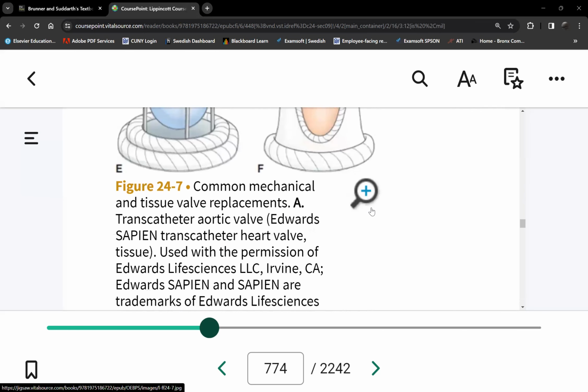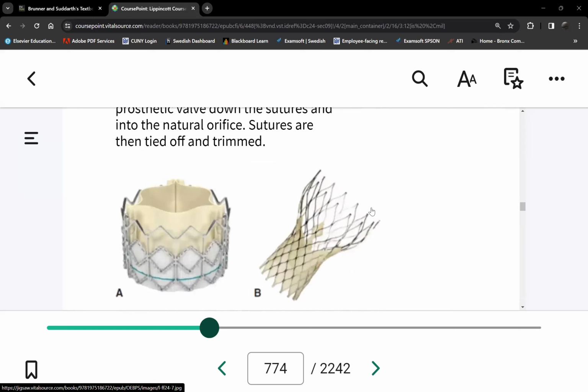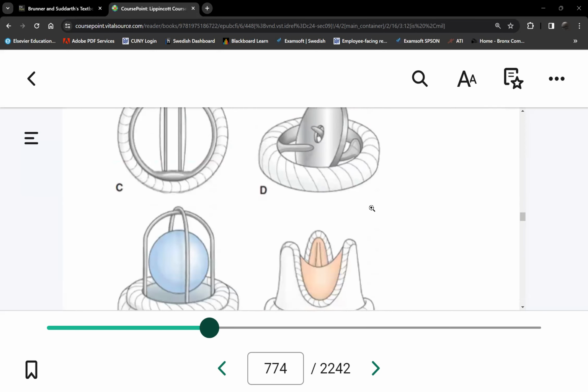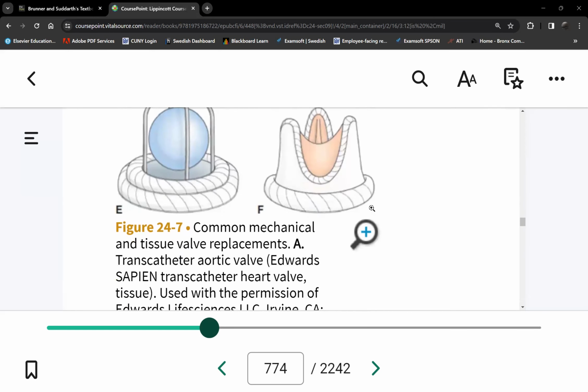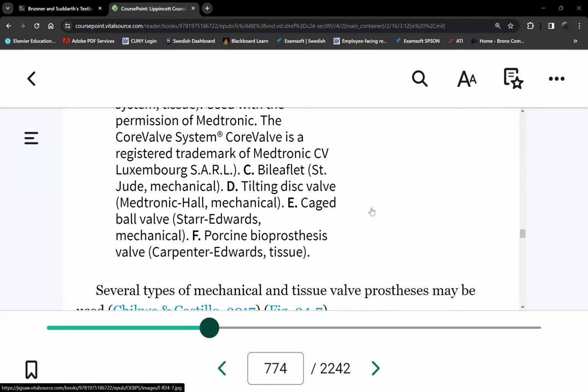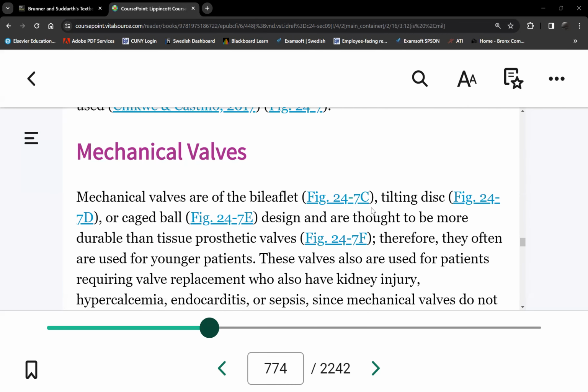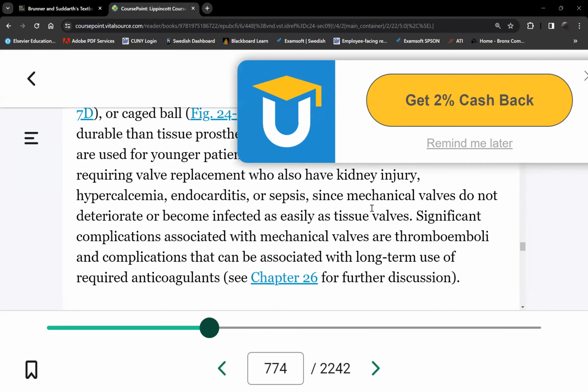Okay, so let's look at post-op. So these are what they look like. So we've got mechanical valves here, different types, and we've got the biologic valve. Okay, let's do mechanical valves first.